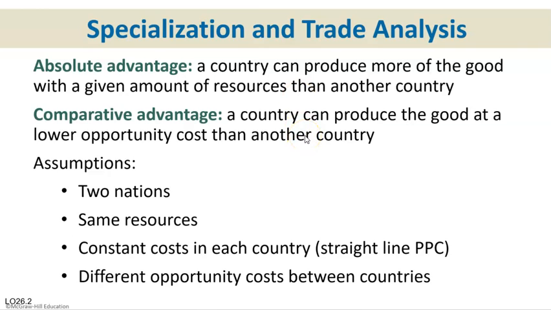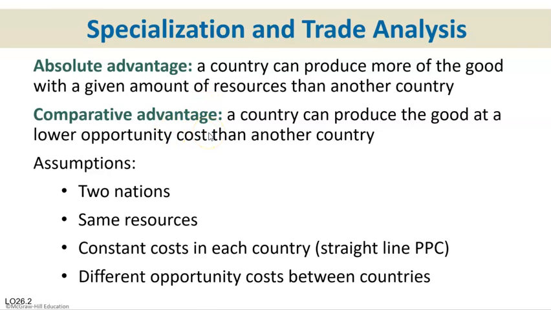The next thing that we're looking for is comparative advantage. You want to remember comparative advantage is the country that can produce the good at the lower opportunity cost. Okay, so this is the key. We're going to actually be solving for the opportunity cost in both countries, and then whichever one has the lower opportunity cost has the comparative advantage.